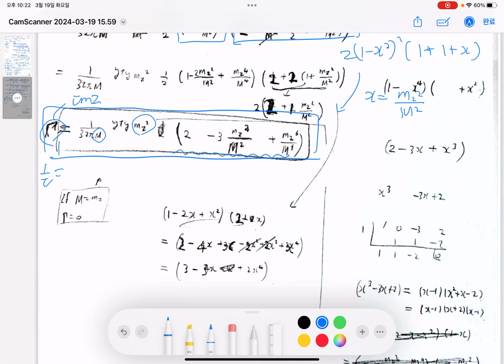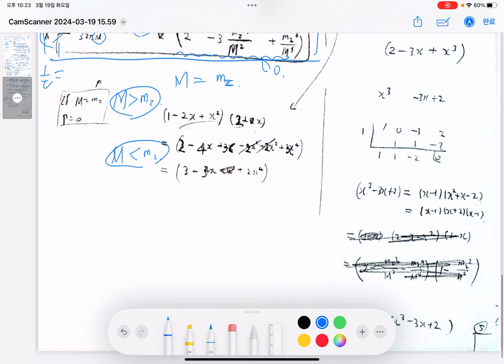And first of all, we can observe that when the heavy neutrino mass capital M and the jet boson mass m jet are equal, then this factor becomes 0. So it only allows for the heavy neutrino mass being larger than the jet boson mass. So this is a kinematically allowed condition, and when the heavy neutrino mass is smaller than the jet boson mass, this process is forbidden.